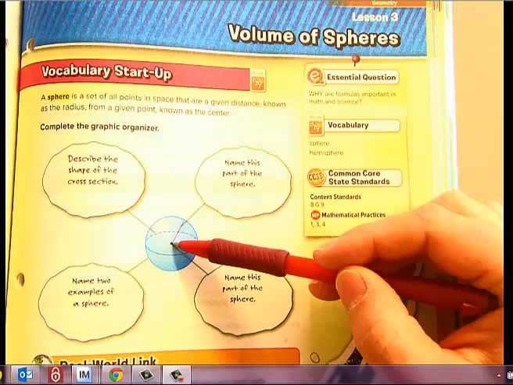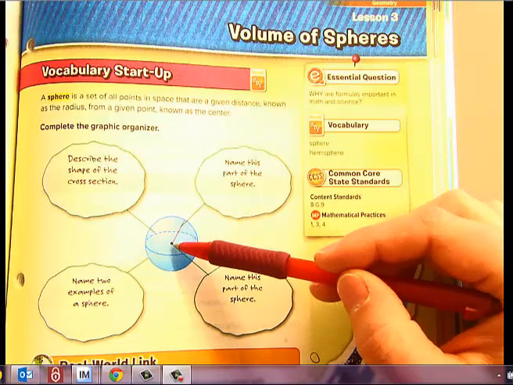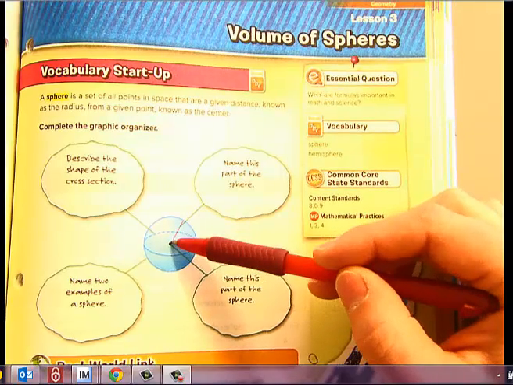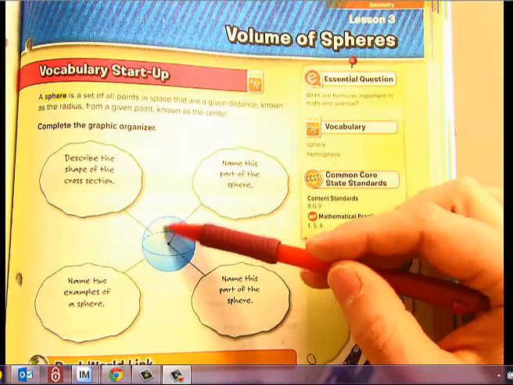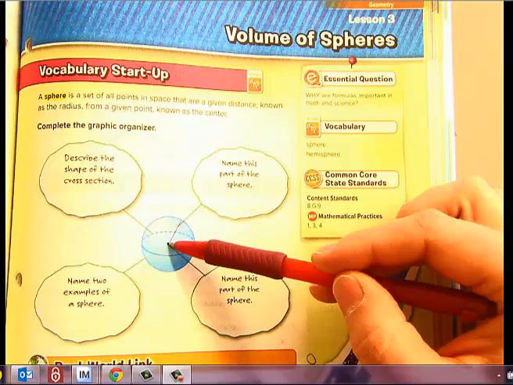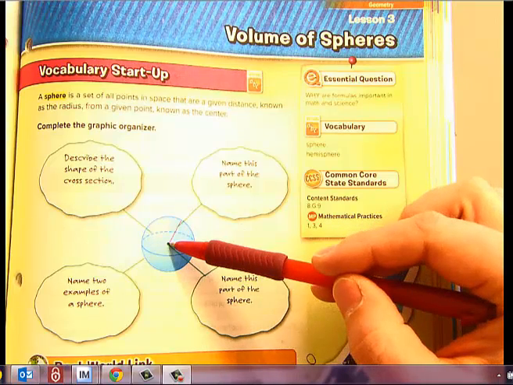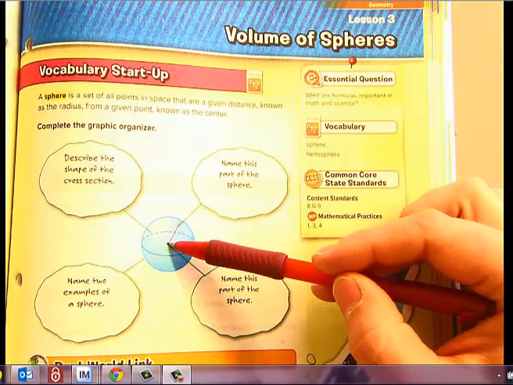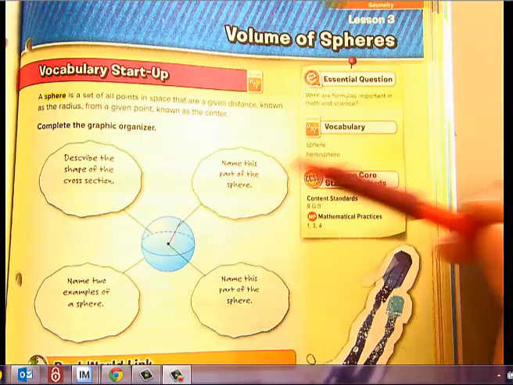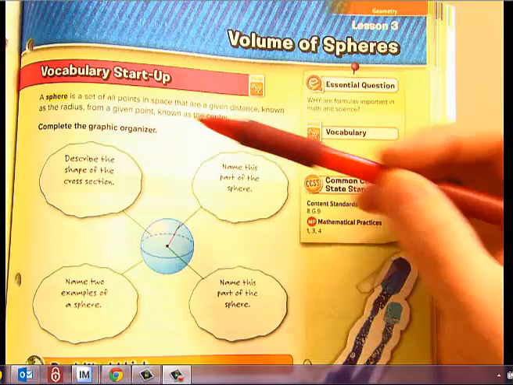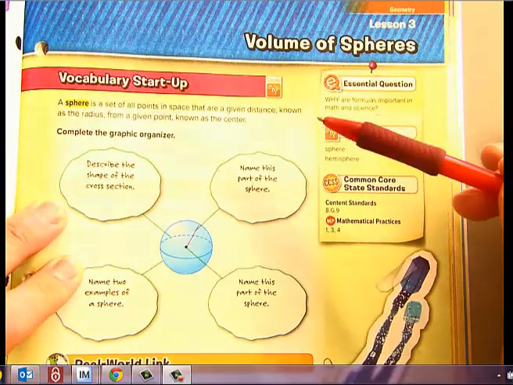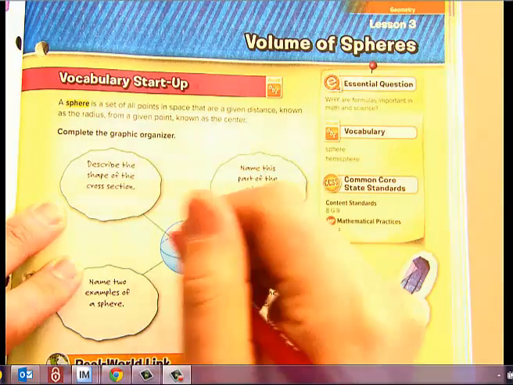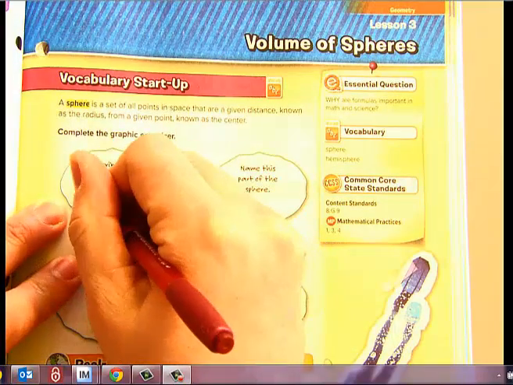So think of a basketball as a sphere because it's all of the three-dimensional points. So not just side to side and up and down, but all of the three-dimensional points that are the same distance from the center. Like a basketball or a volleyball, the outside of it is all the exact same distance from the center. So it says describe the shape of the cross section. So the cross section here would be a circle.